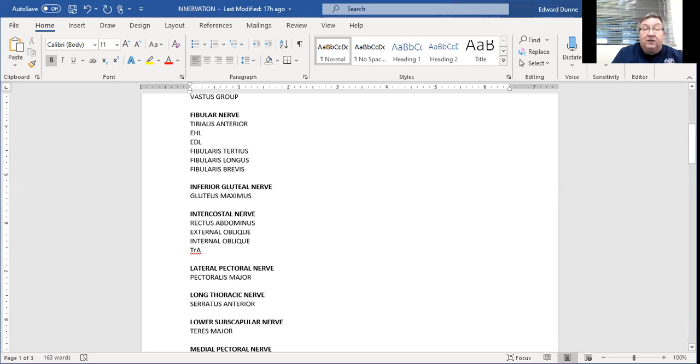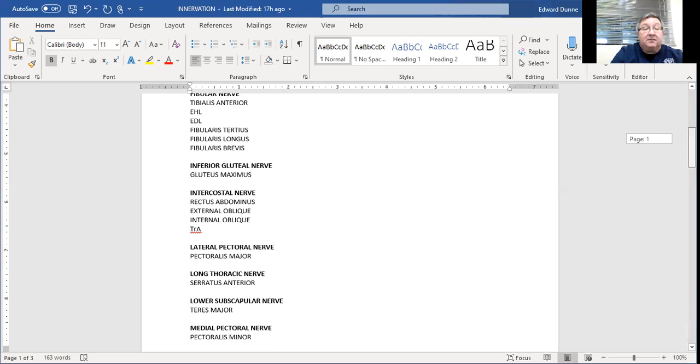So the fibular nerve. The inferior gluteal nerve is the nerve that innervates the gluteus maximus. Gluteus medius and minimus are innervated by different nerves. So the inferior gluteal nerve is the innervation of the gluteus maximus.